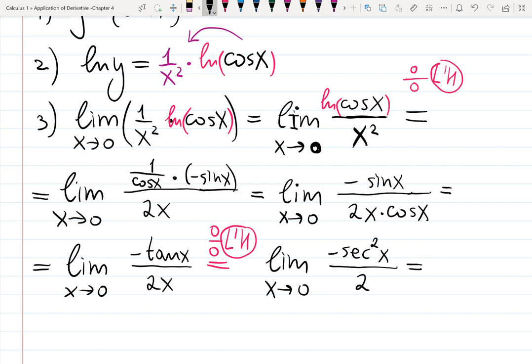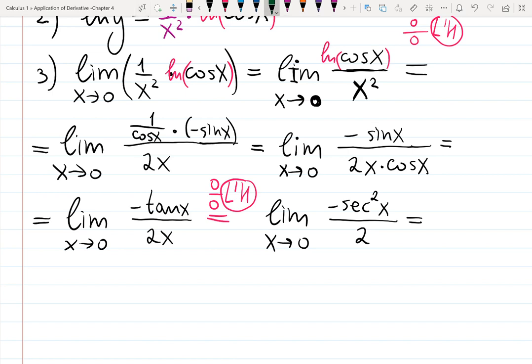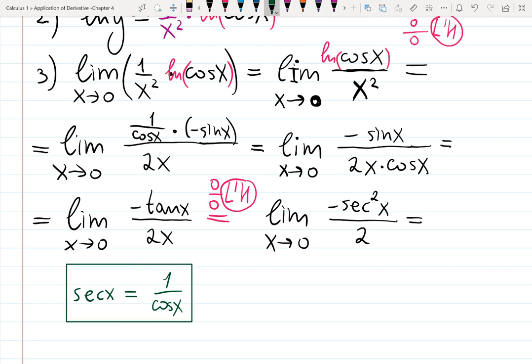Secant at 0, is it 0? Is it 1? If you don't remember, and it's fine if you don't remember, then rewrite secant as 1 over what? Sine or cosine? Secant is 1 over cosine x. Then, when we ask about secant at 0, cosine at 0 is 1, so the numerator is negative 1. Then the whole answer is negative 1/2.